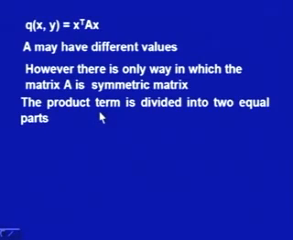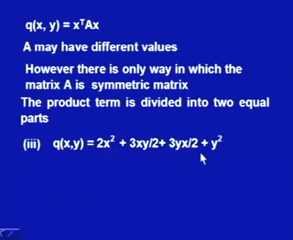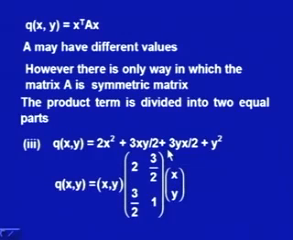For a symmetric matrix, we divide the product term into 2 equal parts. That is, if we have this quadratic, then 3xy is divided into 2 parts, 3xy by 2 here and 3xy by 2 here, and that makes the matrix A as 2 and 1. 2 is this square term, this 1 is this square term, and 3 by 2 corresponds to this and 3 by 2 corresponds to this. So this matrix is the associated matrix A with this given quadratic, and one may notice that this is a symmetric matrix.